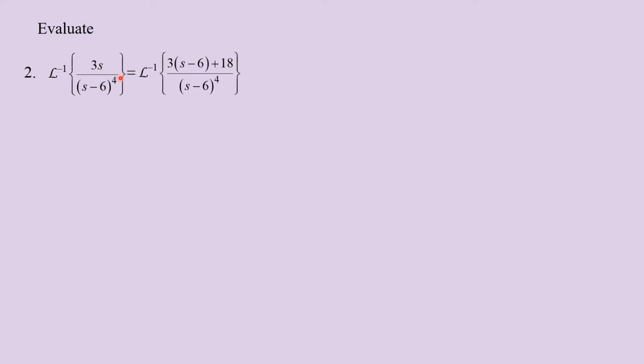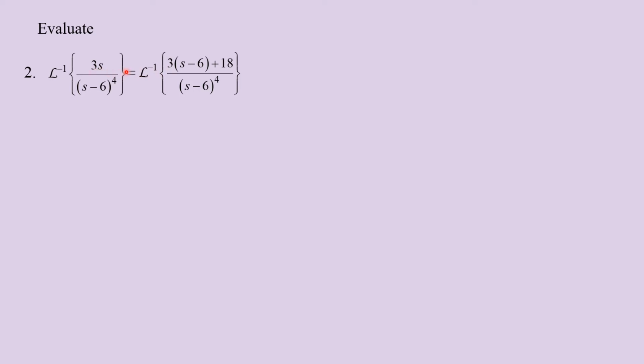Okay, so we write, instead of 3 multiplied by s, now it becomes 3 multiplied by (s − 6). But by doing so, we have actually altered the original function, because when we expand this, we'll get 3s − 18, whereas originally it is only 3s.